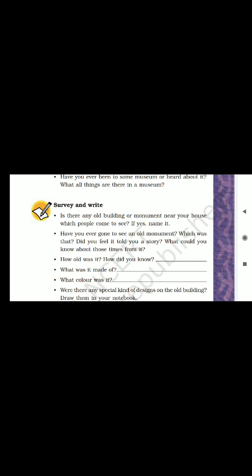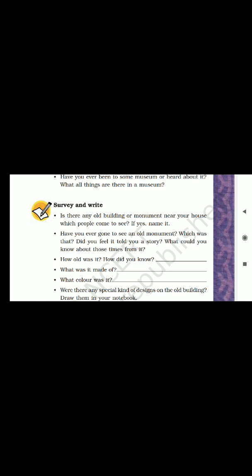So maybe information was given on a board, or maybe the information was given through a pamphlet, or it was written on the wall of the monument, or a signboard, and a board about the information was there on the side. So how you get the information, you have to tell that also.